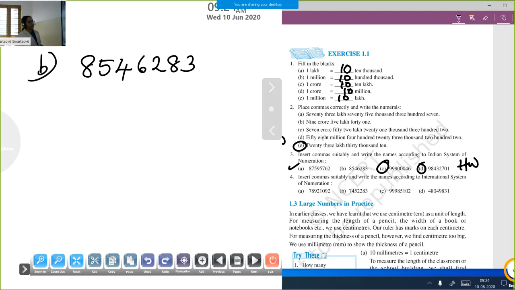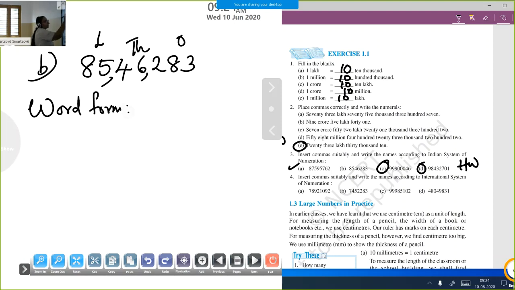Now what is the next step? Put the commas according to the Indian system. Indian system means first from the right, first 3 digits make ones period, next 2 digits make thousands period, next 2 digits make lakhs period. So teacher got ones period, thousands period and lakhs period. So how to read this number means, that is the word form, or we can say the number name, or the written form.